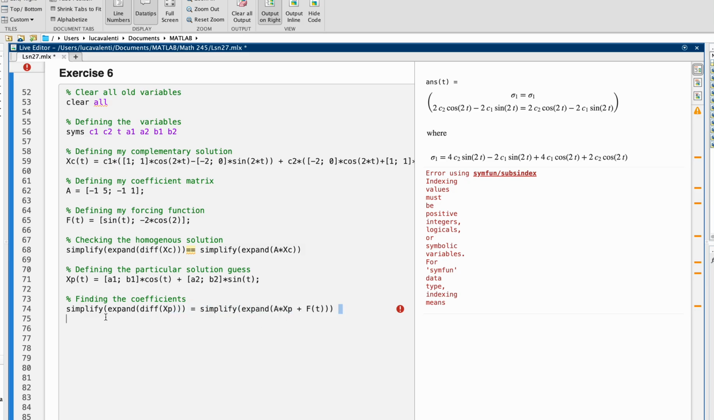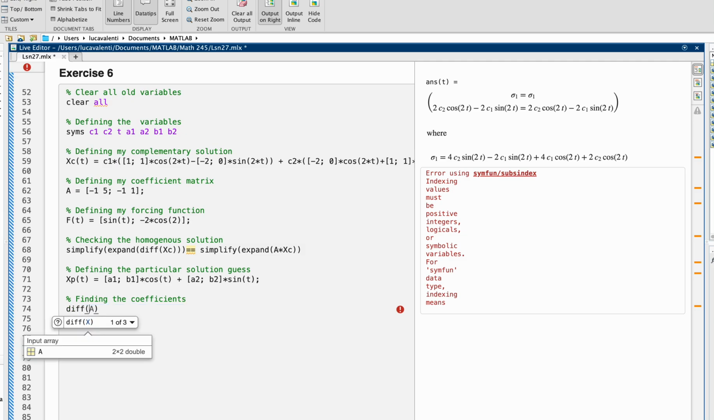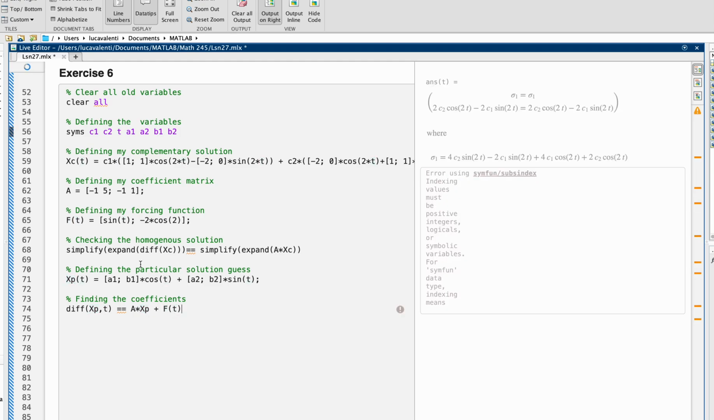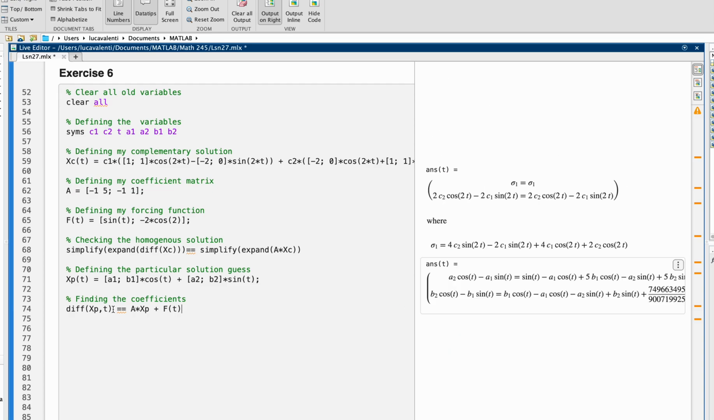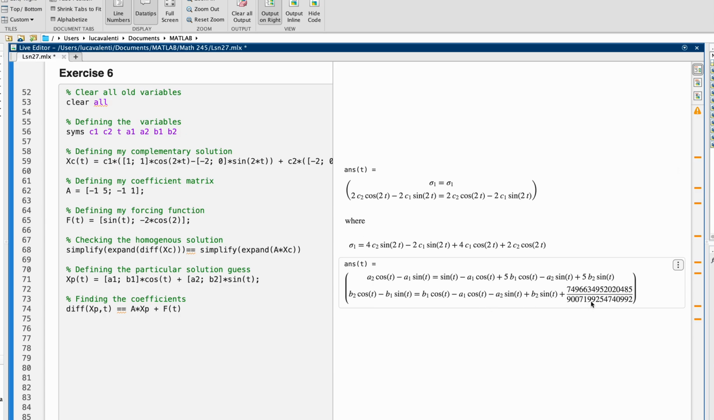So let's take that out and let's just write diff xp, that's the derivative of xp with respect to t, I'll specify it, and that has to be equal to a times xp plus f of t. And if we do that, what do we get? See if we get another mistake. Nope. We get this stuff right here.